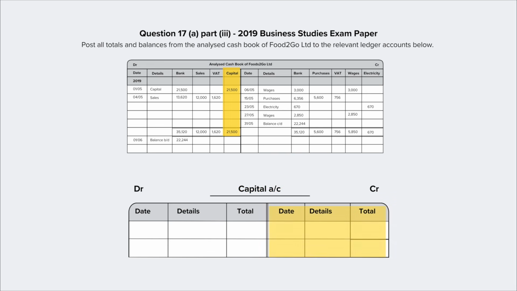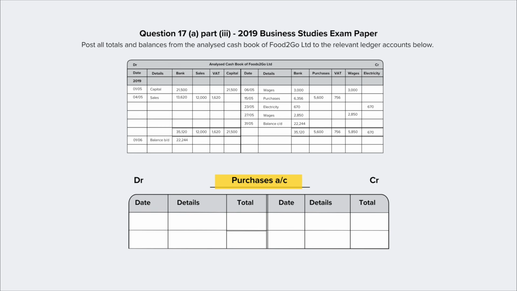We'll look in our cash book to see where capital is and what its total is. So capital is investment, so it's money received, so it's on our debit side. Using the half-time analogy, we swap sides and our capital entry in our ledger will now be on our credit side. We'll start with writing in our total of 21,500 and add in some details and a date. And remember, the date is the last day in the month, and it's as simple as that. That's our capital account posted to the ledger. We'll move on to our purchases next.